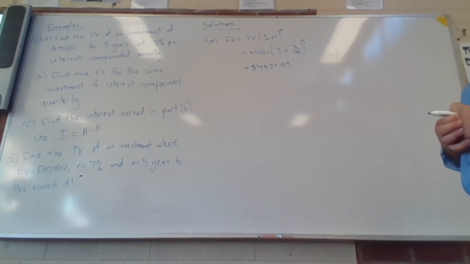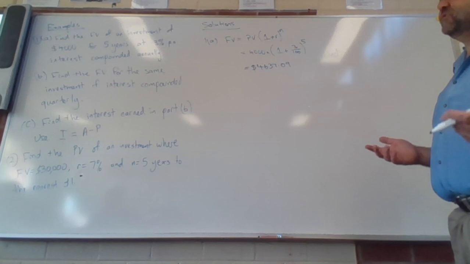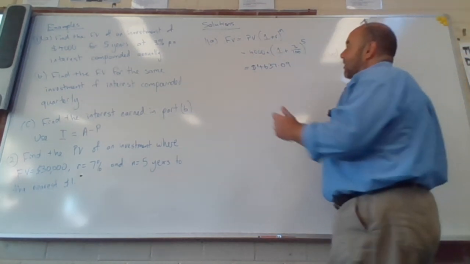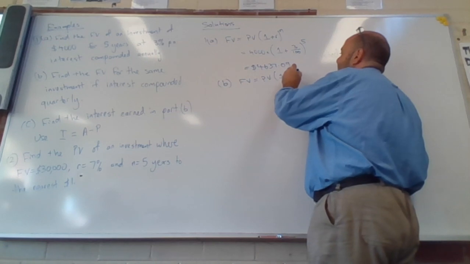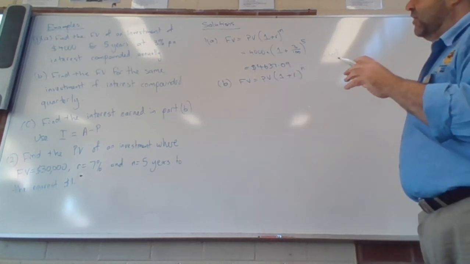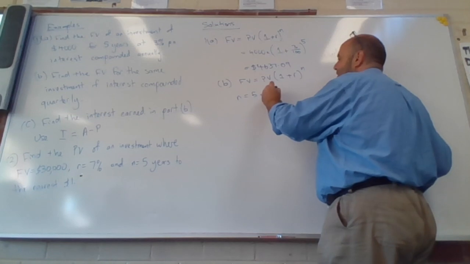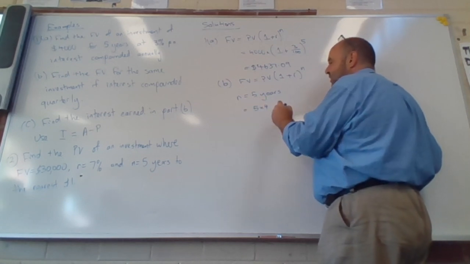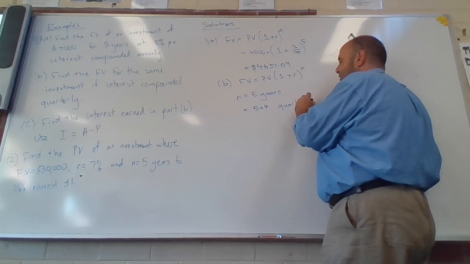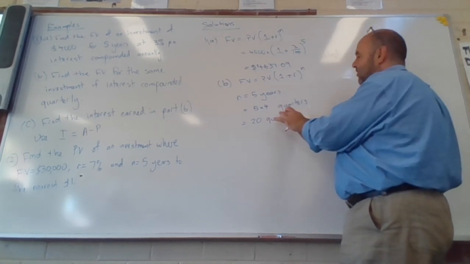Okay. Part B says, now find the future value for the same investment if interest is compounded quarterly. Well, now things change, right? Our N and our R need to change to fit that and agree with one another. So again, future value is present value times 1 plus R to the power of N. But let's have a think about what our N and our R are now. So N is 5 years. Well, 5 years is 5 times 4 quarters, which is 20 quarters. A quarter of a year is what that means, right? So you've got 20 quarters.